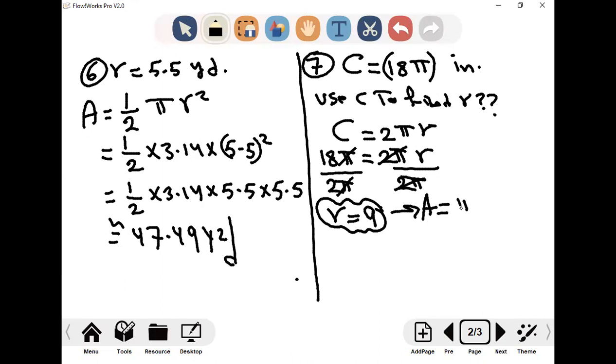Now you can find the area. A equals pi r power 2, which means 3.14 multiply 9 power 2, which means 3.14 multiply 9 multiply 9. Find your answer. 3.14 multiply 81 will be 254.34.